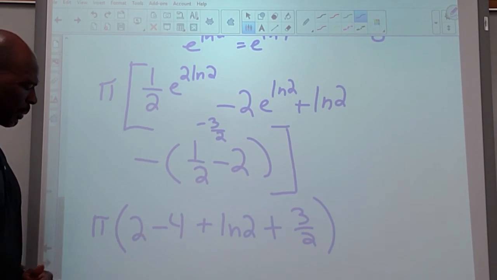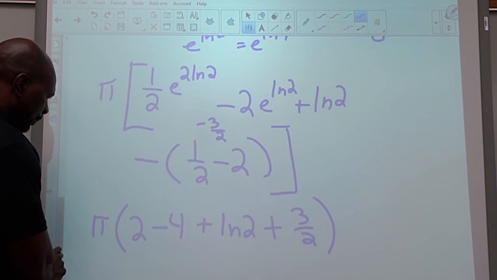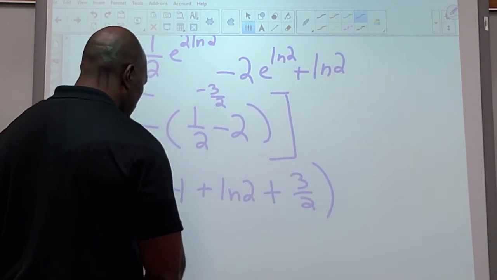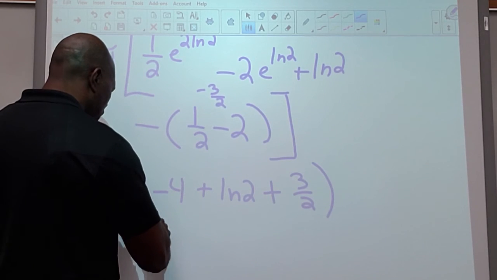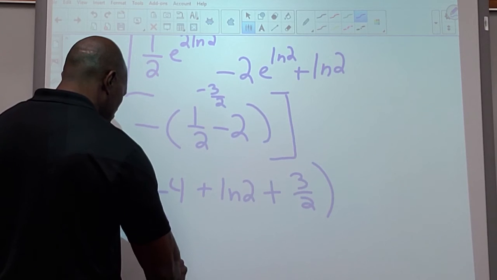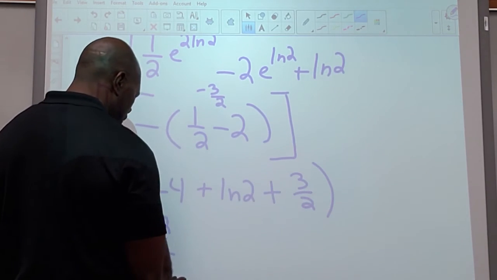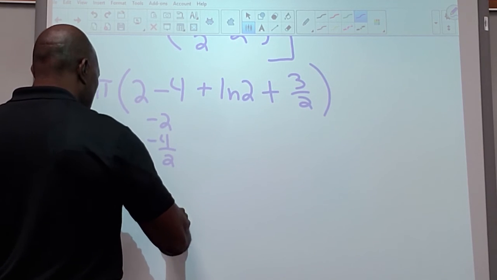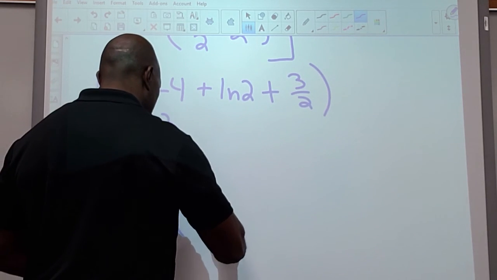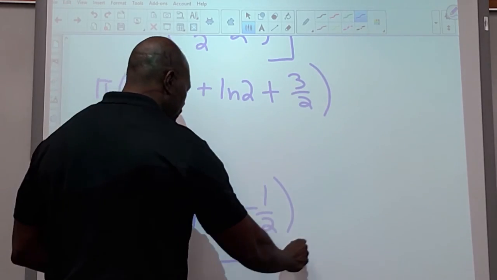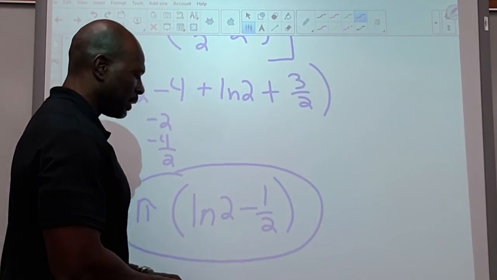So we'll combine our constants. Well, they're all constants. We'll combine our regular numbers. So 2 minus 4 is negative 2. So you have negative 2, which you can write as negative 4 over 2, and 3 over 2. That's going to give you negative 1/2. So we'll have pi times (ln 2 minus 1/2). All right, that's the bottom of that particular problem.